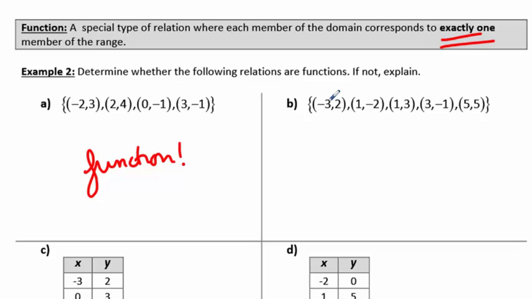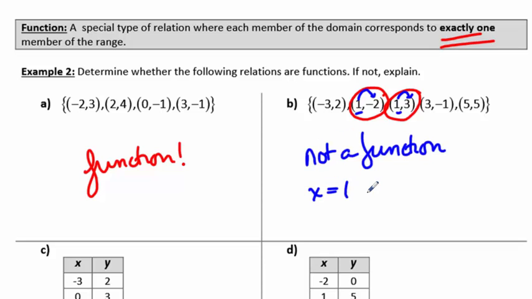In part B, if we look at the domain values, -3 corresponds to 2 and to nothing else. But when I get to these two ordered pairs, I've got a problem because 1, that domain value, is corresponding to both -2 and to 3. So this one is not a function because x equals 1 maps to both -2 and 3. The x value 1 repeats, another way of saying this.